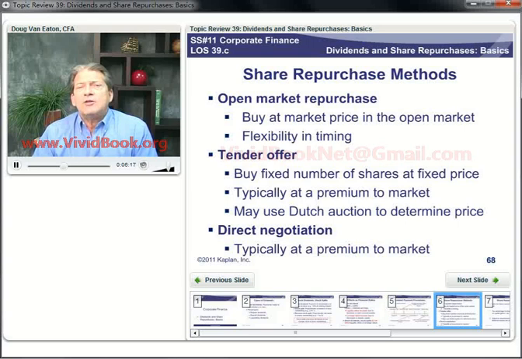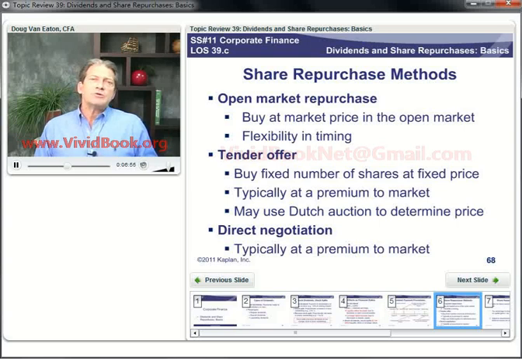In this case, the company says, well, we'll buy a fixed number of shares. We'll buy 10,000 shares at $40 a share. And this is typically at a little premium to the market. So maybe the shares are trading at 39 or 38.5, and they make a tender offer to buy shares at 40. If there's more shares tendered than they agreed to buy, then they do it proportionately. They'll buy part of the shares from all the people that responded to the tender offer that they would sell their shares at that price.